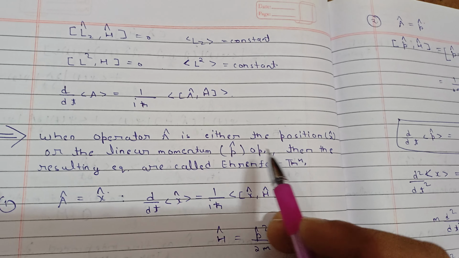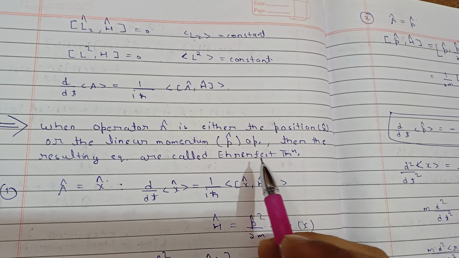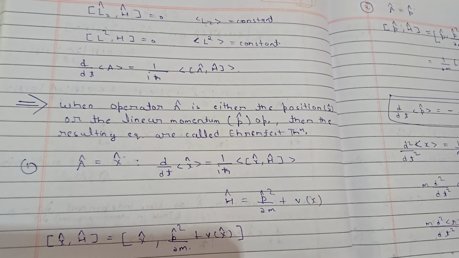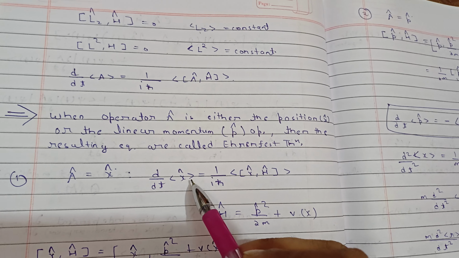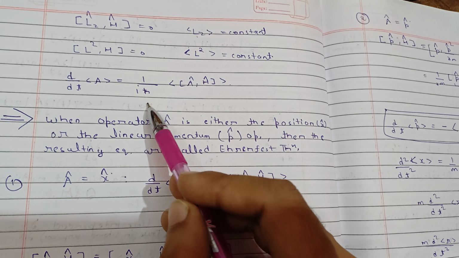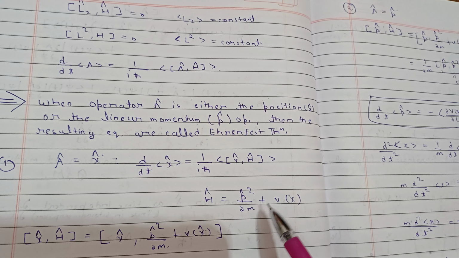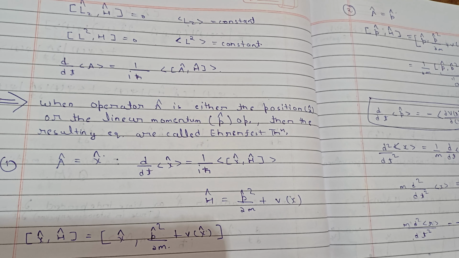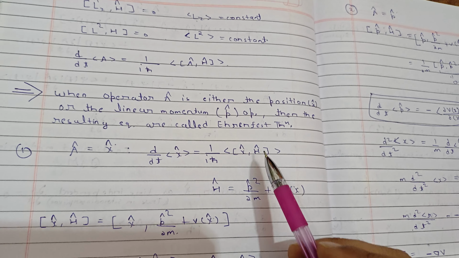So when operator A is either the position or the linear momentum operator, then the resulting equations are called the Ehrenfest theorems or the Ehrenfest equations. So first let's assume the A operator as the position operator. So d/dt of ⟨x⟩ will be equal to 1/(iħ) ⟨[x, H]⟩. Now the Hamiltonian is given by p²/2m plus V, the kinetic energy term and the potential energy term. So in place of H we will write this, and let's find the commutation.